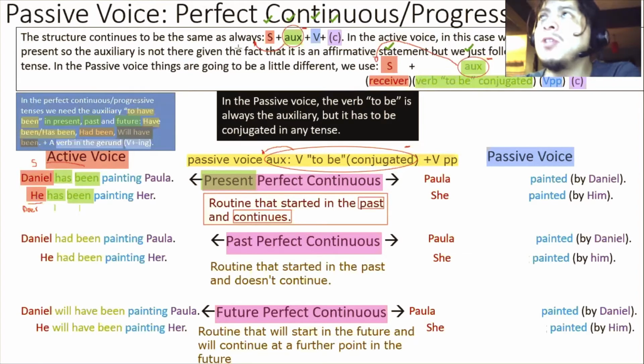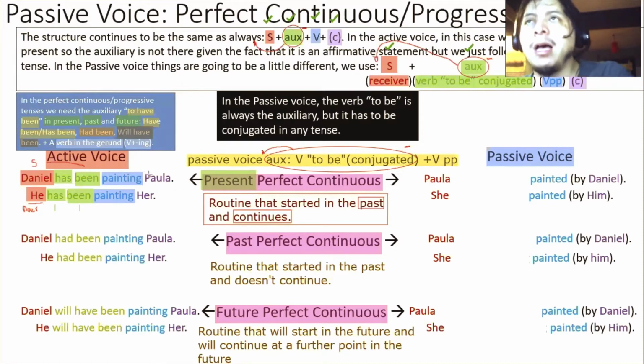The verb, as you remember, when we have perfect continuous forms, is always in the gerund. With perfect forms, it is in the participle. With perfect continuous and with continuous forms, it is in the gerund. So all the verbs are going to finish with ing to make the perfect continuous forms. And then the complement is any extra information.